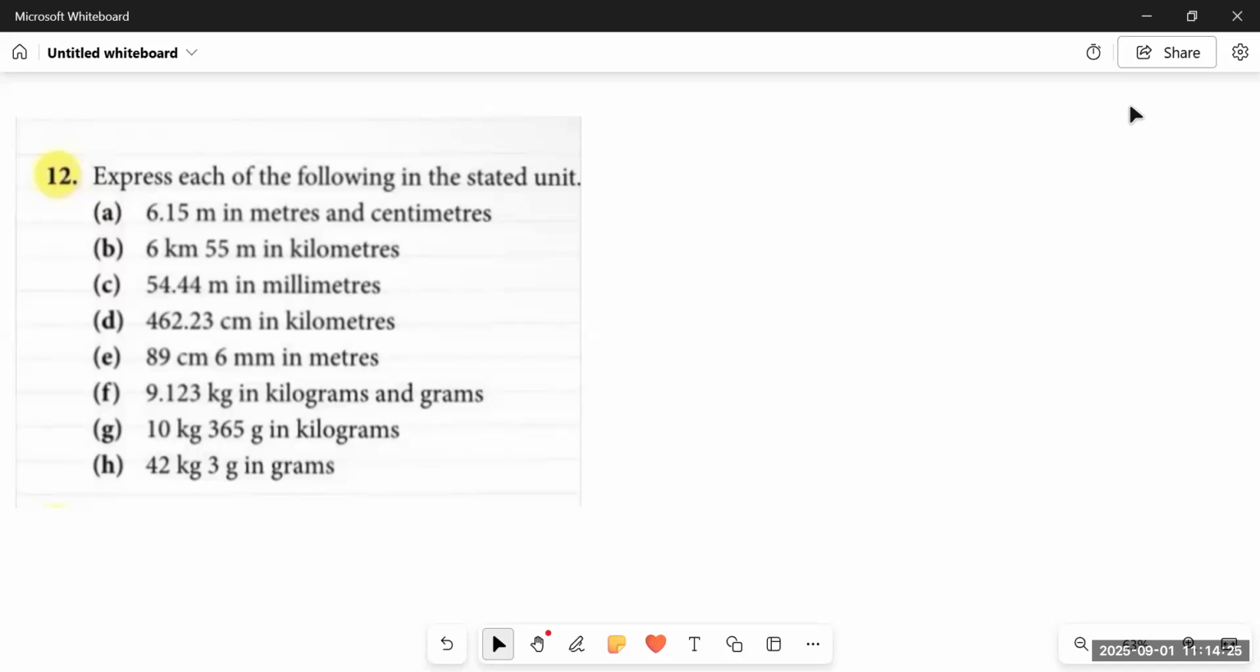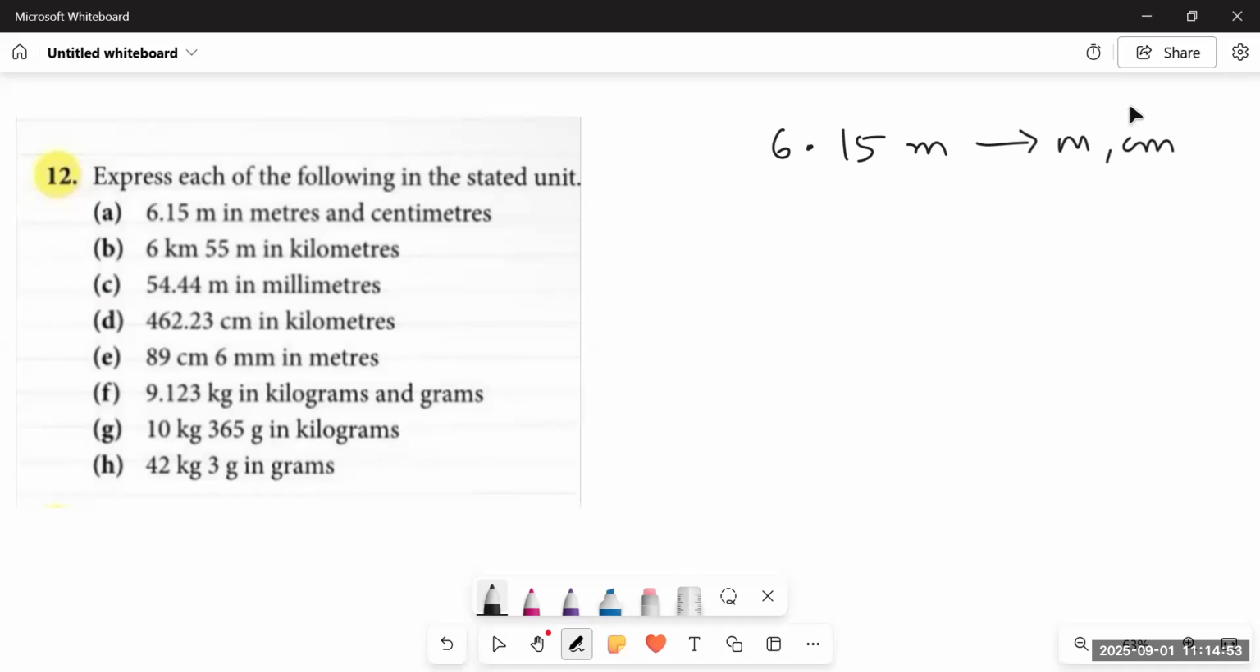Okay, so this is question number 12, which says express each of the following in the stated unit. Now we are provided with 6.15 meters and we have to convert it into meters and centimeters. Students, always remember, whenever you have a decimal number with a unit and you have to convert it into some other unit in split form, which involves meters and centimeters, what you have to do is keep the whole number in meters and the decimal part in centimeters. That's all.